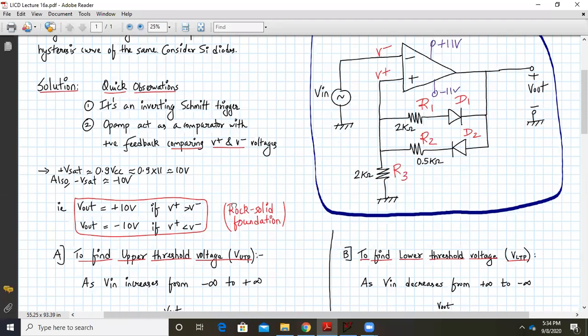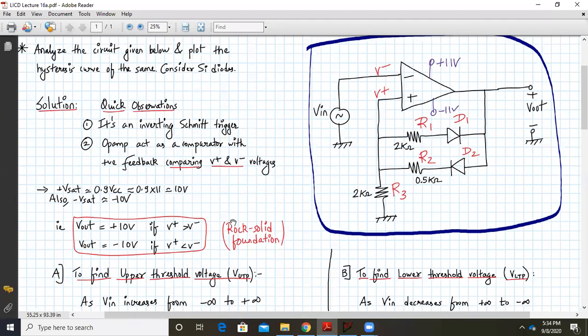Now, we know that for a comparator, let's consider plus VSAT as plus 10. So V out is plus 10 whenever V plus is greater than V minus, we know this fact. And the output is at minus VSAT, that is minus 10, when V plus is less than V minus. So this is a rock solid foundation. A comparator or a Schmidt trigger will have only two states, either plus VSAT or minus VSAT. We have to assume one and do the analysis.